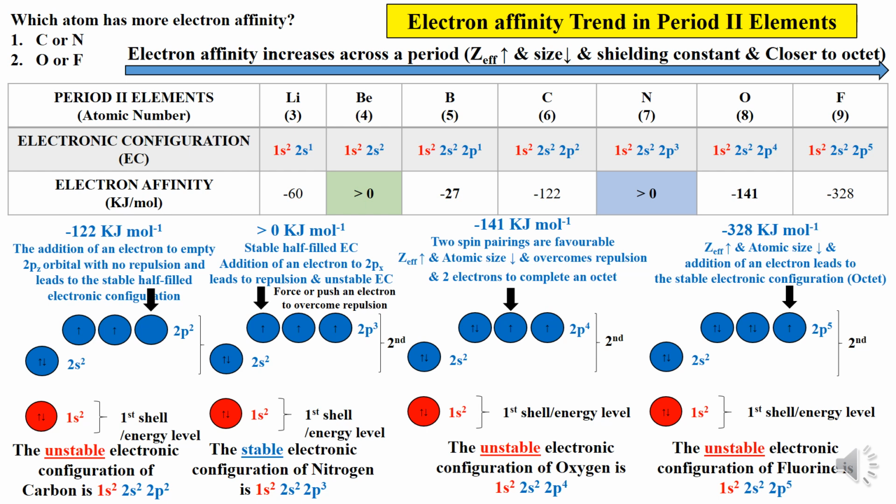So fluorine has attained a stable electronic configuration similar to that of the nearest noble gas neon, and this is reflected by the high electron affinity value of minus 328. And I have not shown here the electron affinity value for noble gas neon, because it's a noble gas and its electronic configuration is stable with the outermost shell completely filled with electrons. And it is the most stable of all the elements.